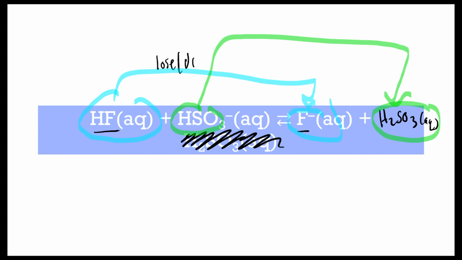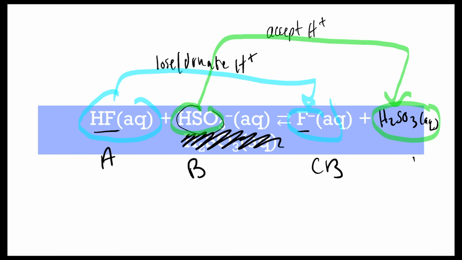Okay, so following the blue line, in order to go from HF to F minus, you need to lose or donate an H+. If you can lose or donate, that makes you an acid. And then once you're done actually donating that, you are your conjugate base. So if we're looking at HSO3 minus, in order to get to H2SO3, this has to accept an H+. So if you have the capability of accepting an H+, that makes you a base, and that makes what you look like after you've actually accepted it the conjugate acid.